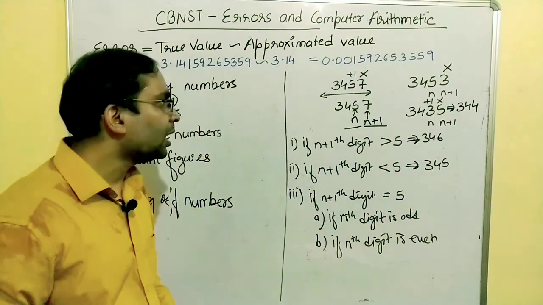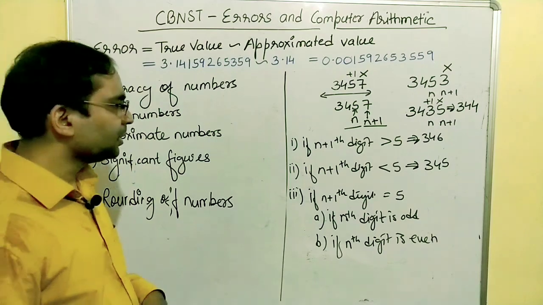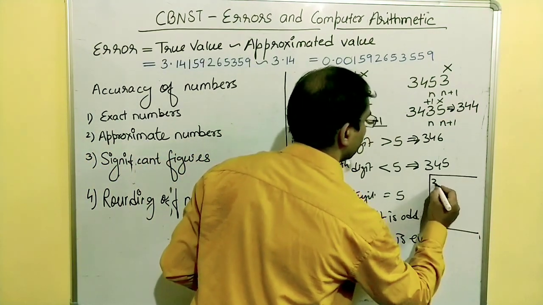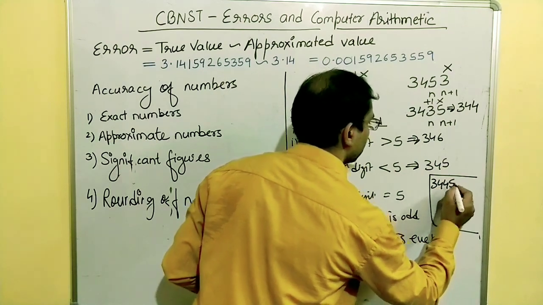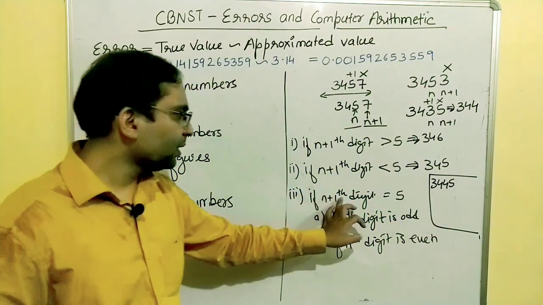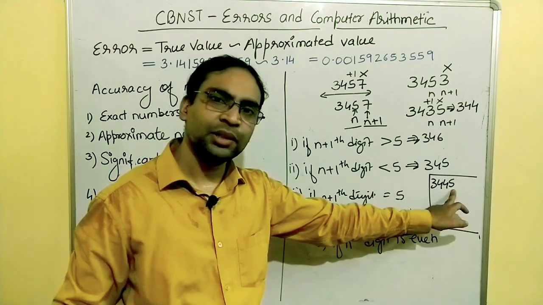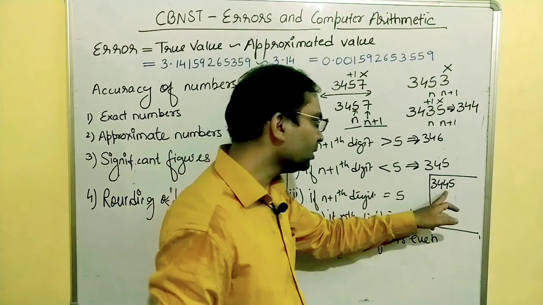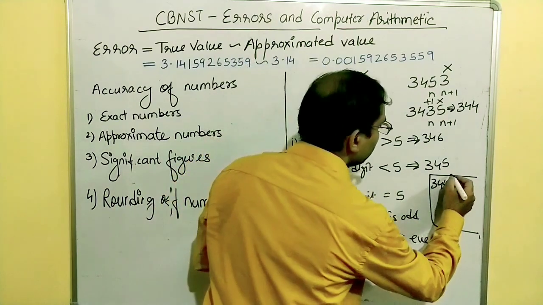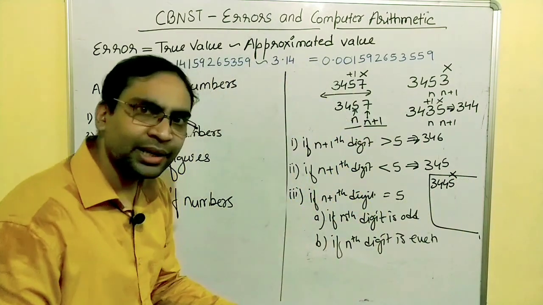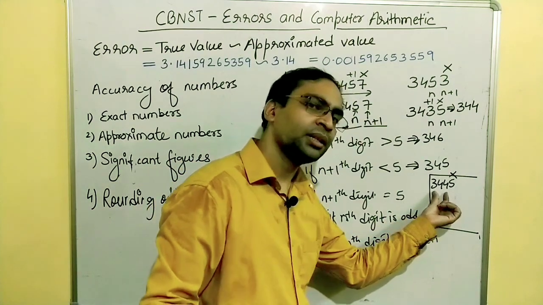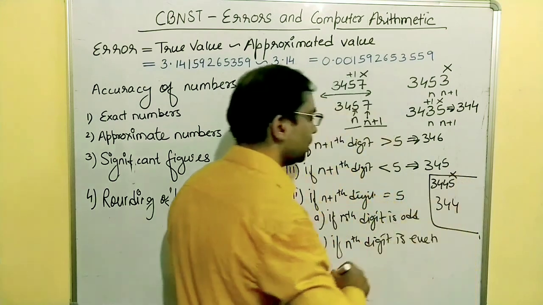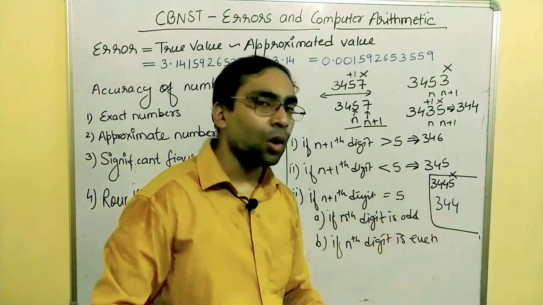And the second sub part, let us discuss another example for the second sub part. Let's take this example, 3, 4, 4, 5. You can see here the n plus 1th digit is equal to 5. Yes, it is equal to 5. And the nth digit is even here. So if the nth digit is even, what do we do? We eliminate the n plus 1th digit and we leave the rest as it is. So now this is 3, 4, 4. So this is the rounding off.